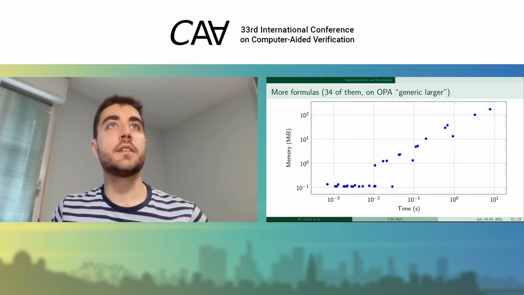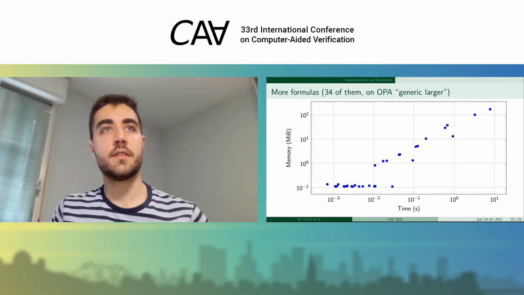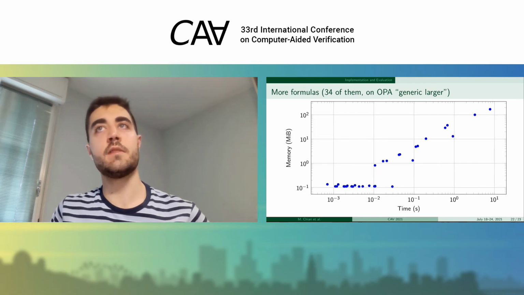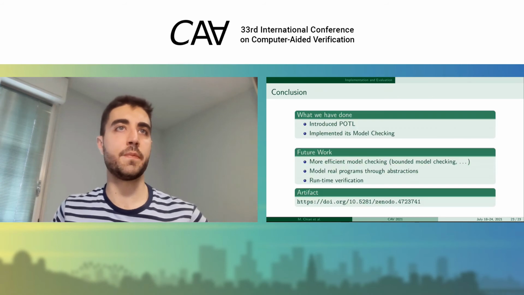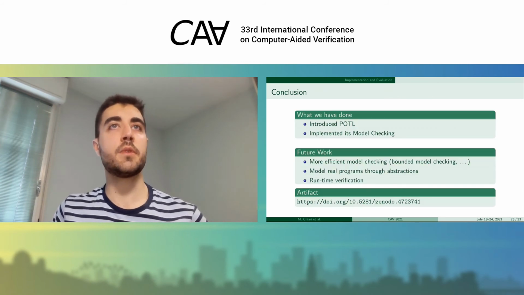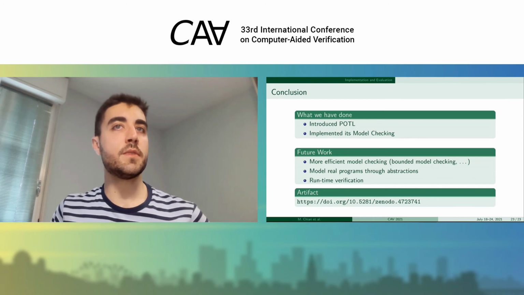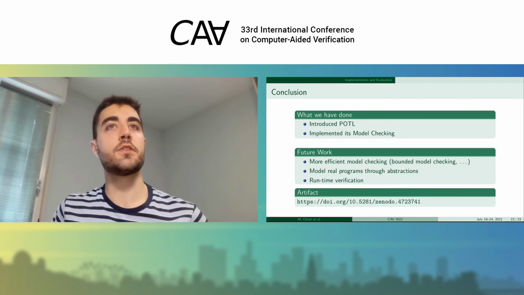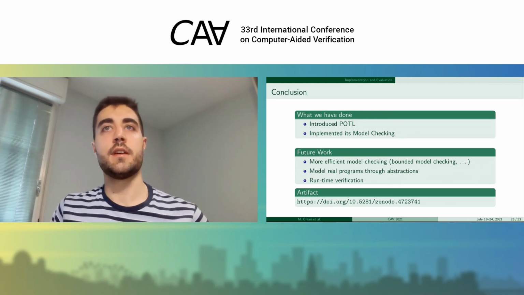We also checked 34 formulas to check all possible combinations of POTL operators, and as you can see, it takes a very small time and memory to check them. We only have one outlier that goes out of memory. So to conclude, we presented this new temporal logic and also a tool to model check it. In the future, we would like to apply this to actual programs, and we would have to develop abstractions to do that, and also explore more efficient ways of doing model checking, such as bounded model checking.